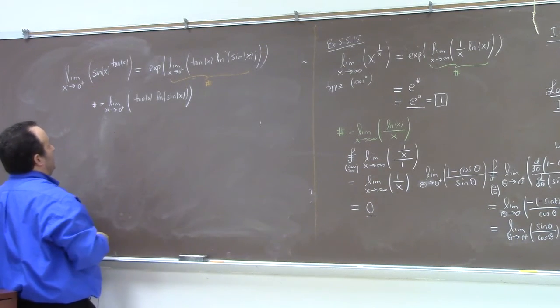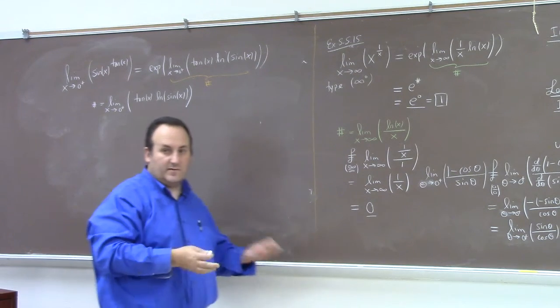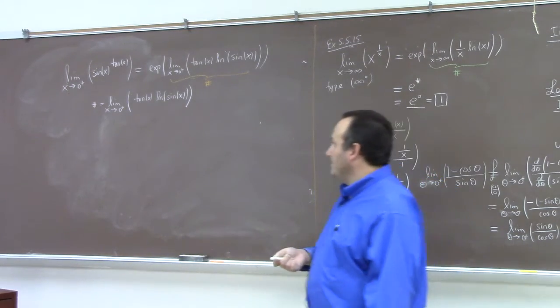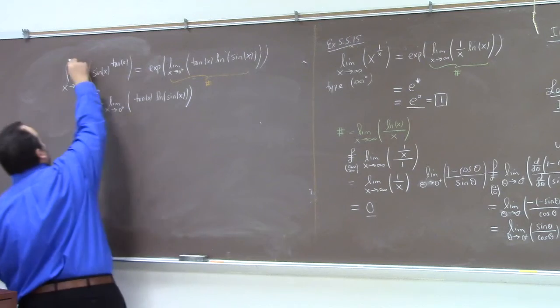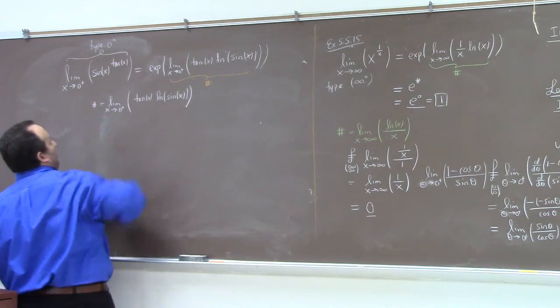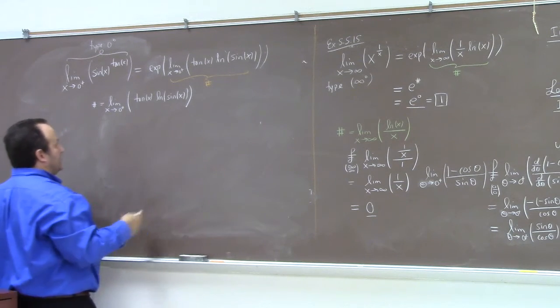What happens to sine and tangent as x goes to 0? They both go to 0. So this is type 0 to the 0, all right? It's an indeterminate power. All right, so the power lemma applies.